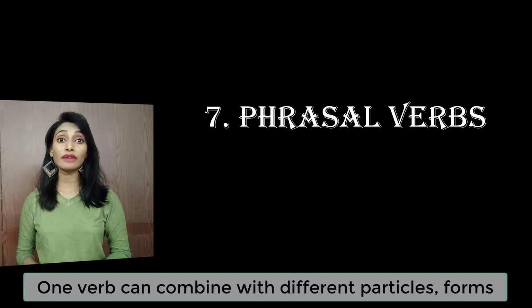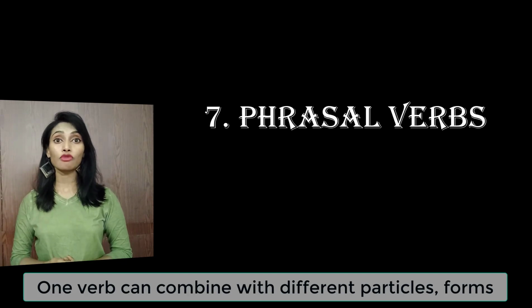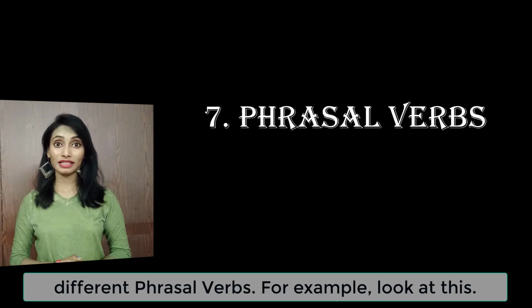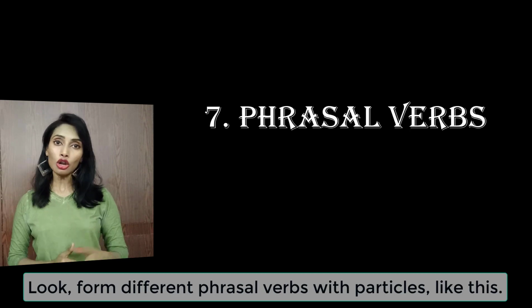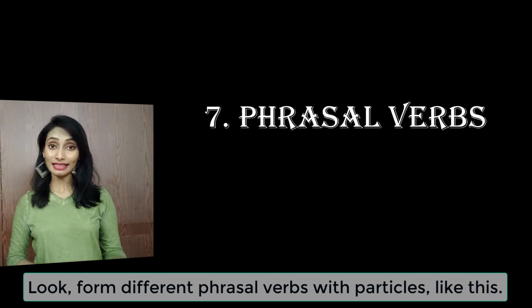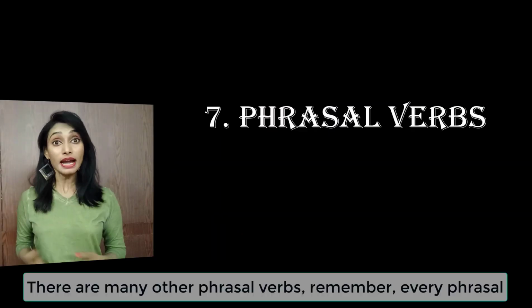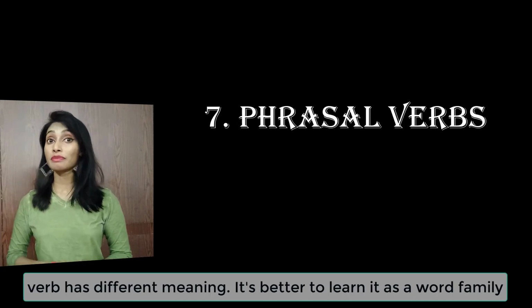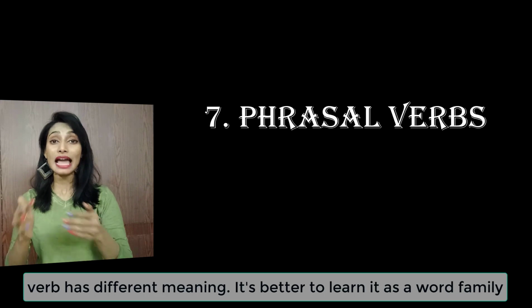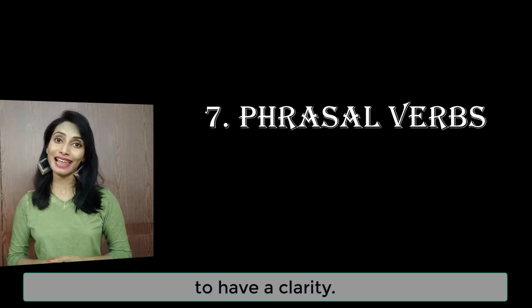One verb can combine with different particles to form different phrasal verbs. For example, look at this. Look. Form different phrasal verbs with particles like this. Look at, look after, look for, look forward, look into, look up, look down on or look down upon, look out. There are many other phrasal verbs. Remember, every phrasal verb has a different meaning. It's better to learn them as a word family to have clarity.